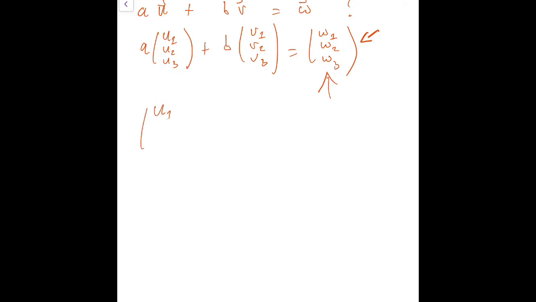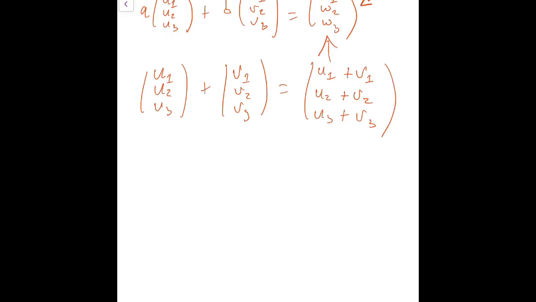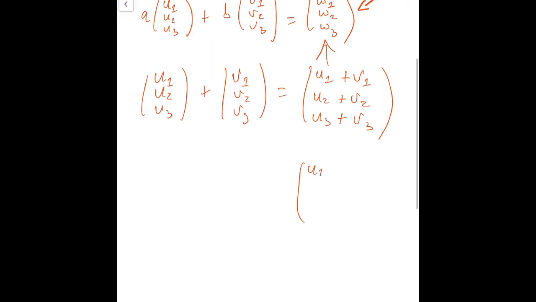If a and b are both equal to 1, the left-hand side is u1, u2, u3 plus v1, v2, v3. And then for this equation to be true, the right-hand side needs to be u1 plus v1, u2 plus v2, u3 plus v3. Okay, so now what I'm going to do is just add 1 to the third component. So the right-hand side is now going to be u1 plus v1, u2 plus v2, u3 plus v3 plus 1.